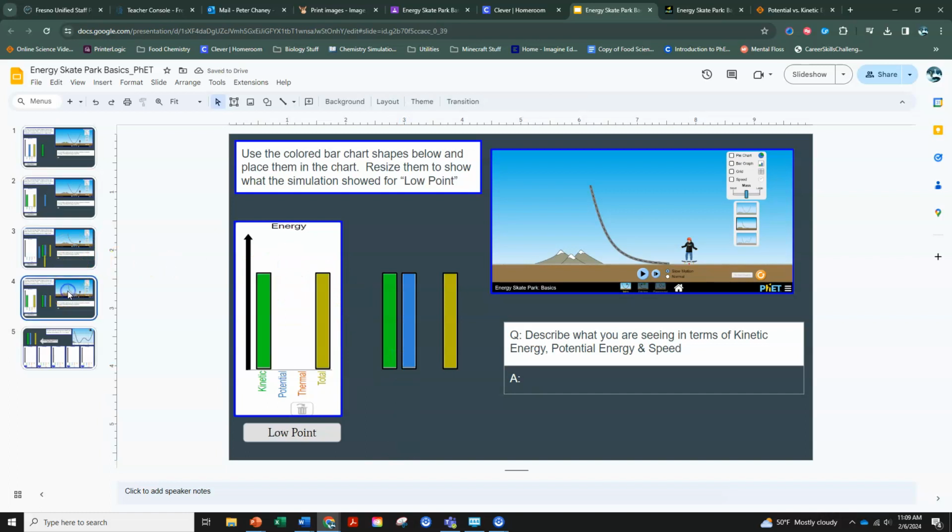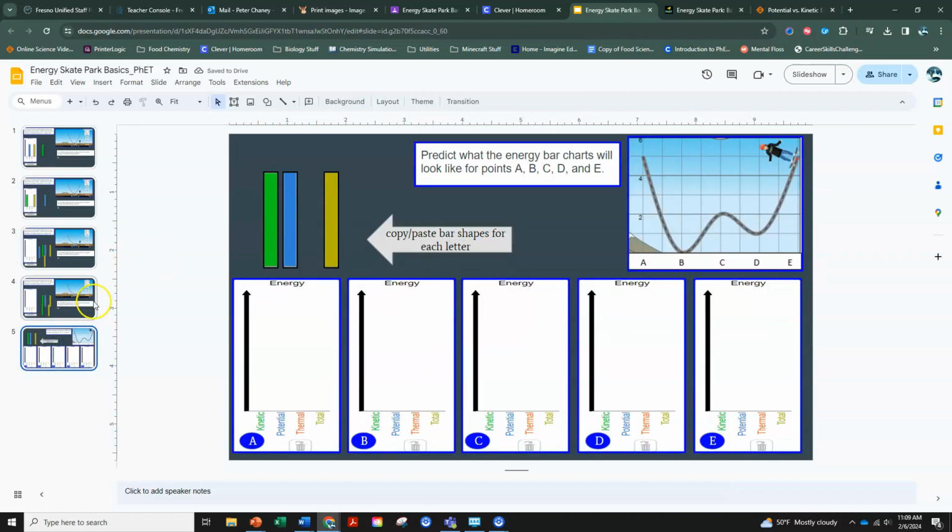So you're going to do high point for the L-shaped track, you're going to do low point for the L-shaped track with all those bar graphs.